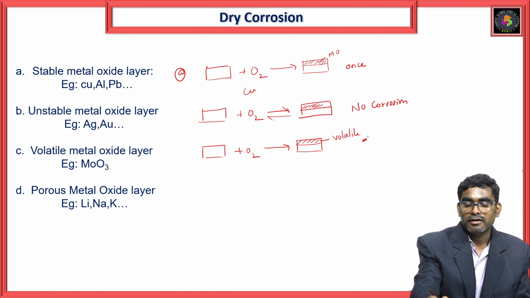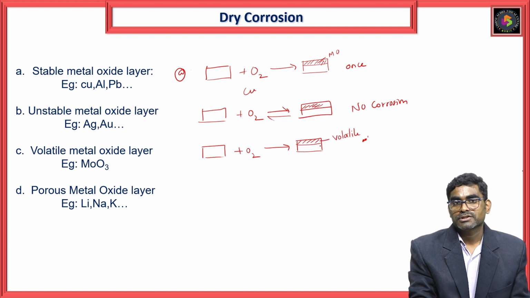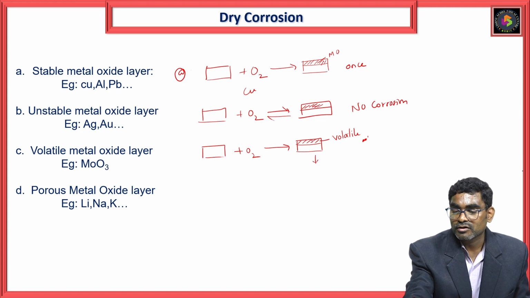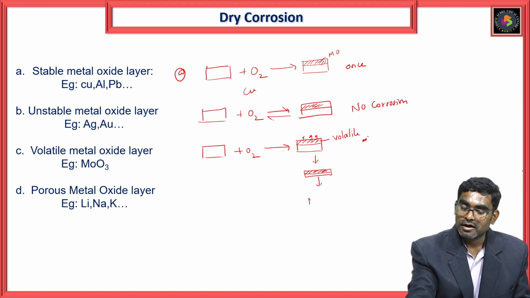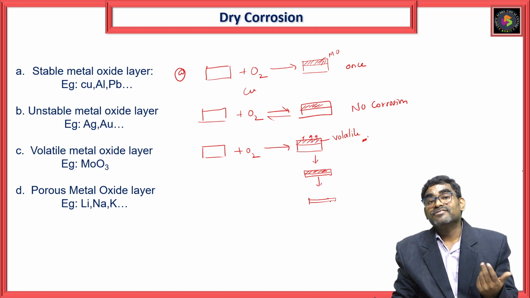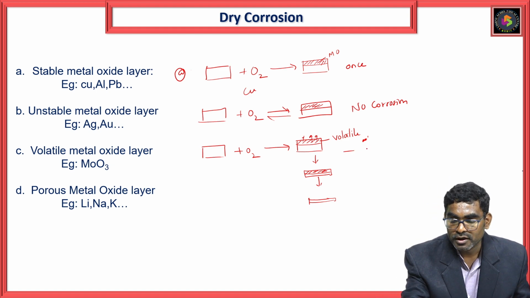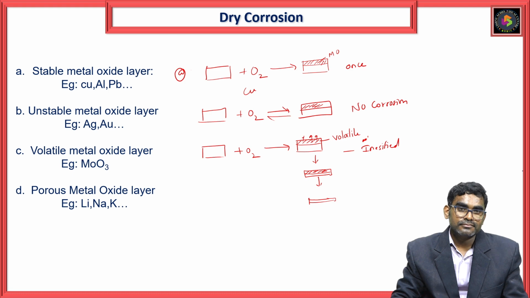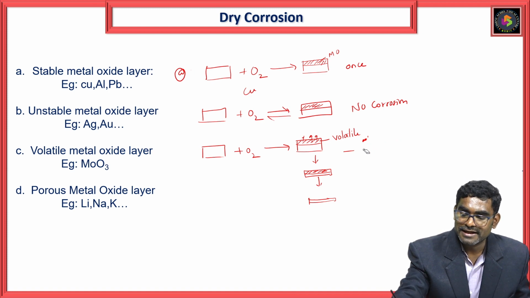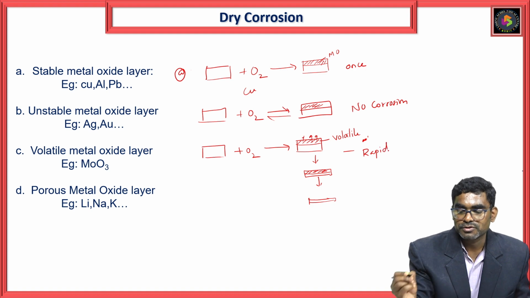Every time metal reacts with oxygen, it is going to form a metal oxide layer. Over a period of time, this entire metal oxide layer evaporates, and again there is a fresh metal surface. Again oxygen attacks, again it forms a metal oxide layer, again it undergoes evaporation, again there is a fresh metal. So likewise, intensified corrosion takes place if the metal oxide layer is volatile. Okay, so corrosion here becomes rapid corrosion.